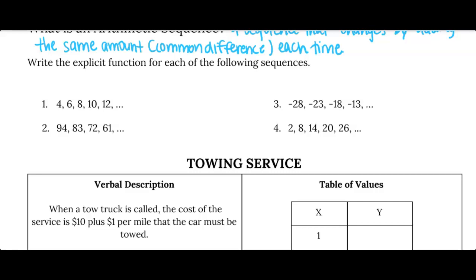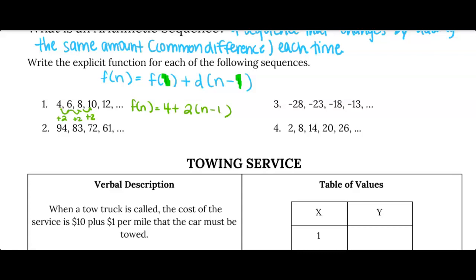So remember that with your explicit function for an arithmetic sequence, we talked about the function f of n. So the term would be whatever your starting term was plus your common difference, and that would happen n minus 1 times. So when we look at number 1, we see that it is going up by 2 each time, and so we are adding 2. So we would have f of n is equal to 4 plus 2, and we'll do that n minus 1 times. And remember, we saw that in the table.